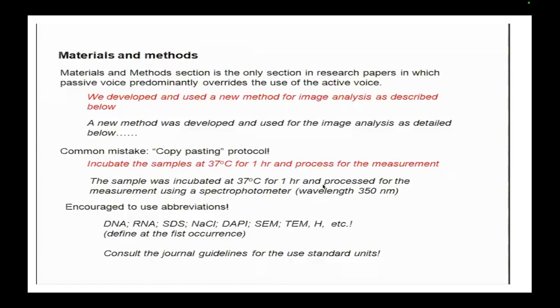Some examples of materials and methods are as follows. For example, the materials and methods section is the only section in a research paper in which the passive voice predominantly overrides the use of the active voice.